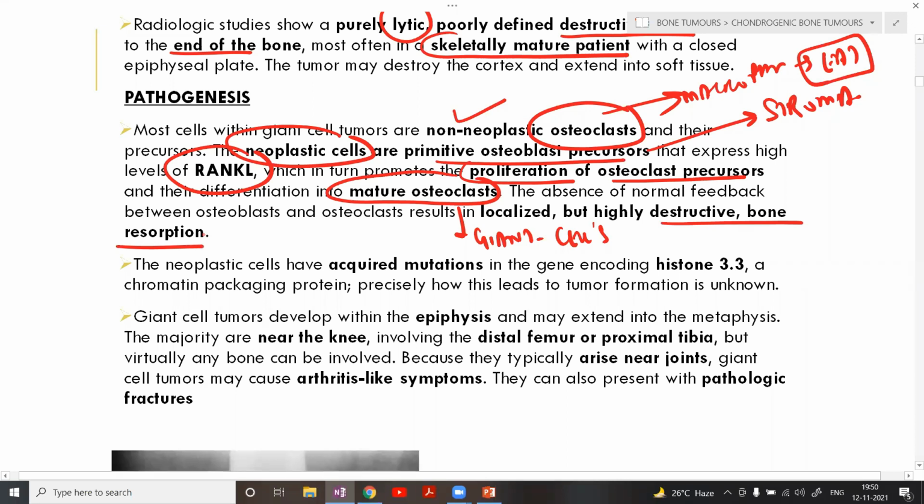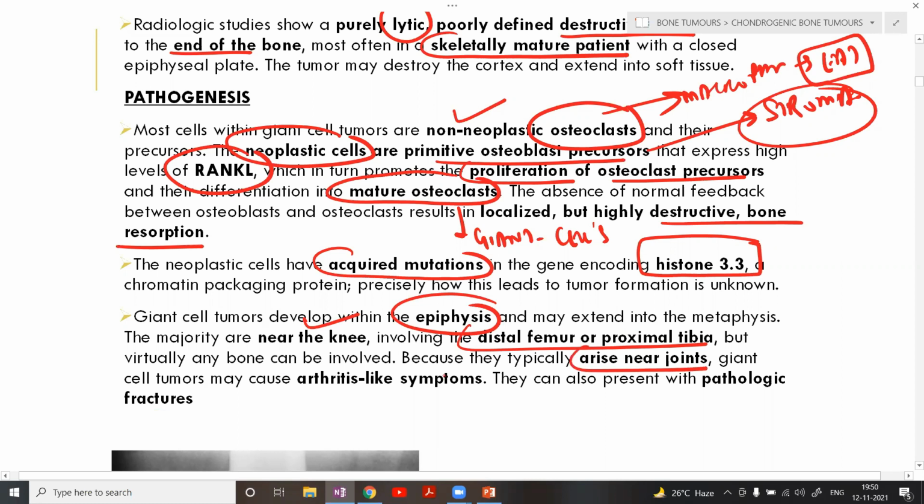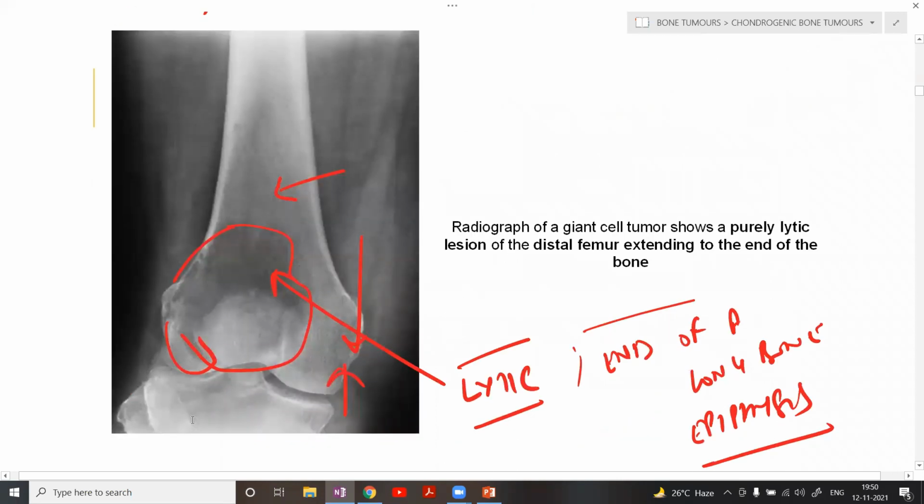Okay, now remember, this neoplastic cell, that is the stromal cells, have acquired a mutation in a gene which is encoding a protein called histone 3.3. Okay, very, very important. And as we already know, they are developing within the epiphysis near the knee, involving the distal femur or proximal tibia. And because they are arising near the joint, giant cell tumors may cause arthritis-like symptoms. Okay, they can also present with pathological fractures. Okay, so till here, I think the pathogenesis is clear to everyone.